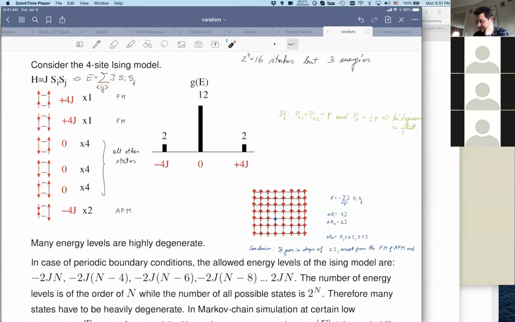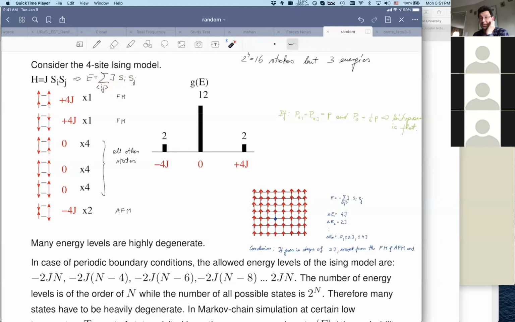Well, I will argue that we have only 3 different energies: either plus 4J, minus 4J, or 0. There are only 3 different energies. How many configurations do we have? Well, that's easy. Each spin can be up or down, so we have 2 to the power of 4, which is 16. We have 16 states, and we have only 3 energies.